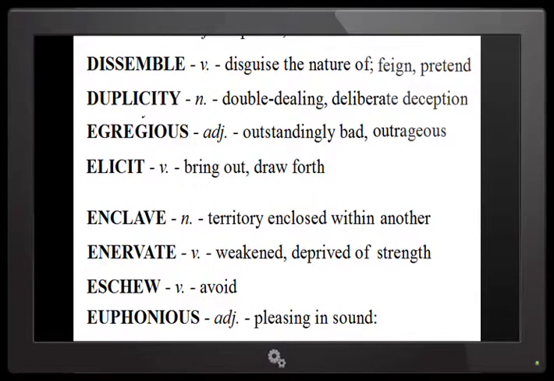Word number 22, dissemble. It's a verb. It means disguise the nature of, feign, or pretend. When you call a bill the Patriot Act, and it has nothing whatsoever to do with patriotism, but instead it defies the Constitution that the puppet president took an oath to uphold, that describes this word dissemble.